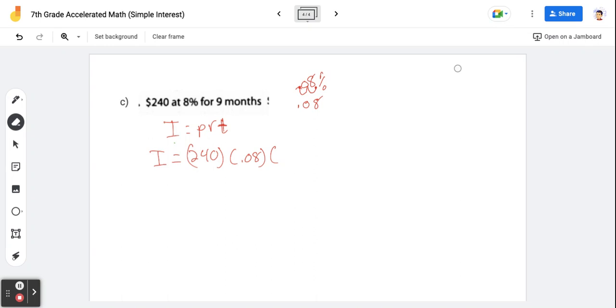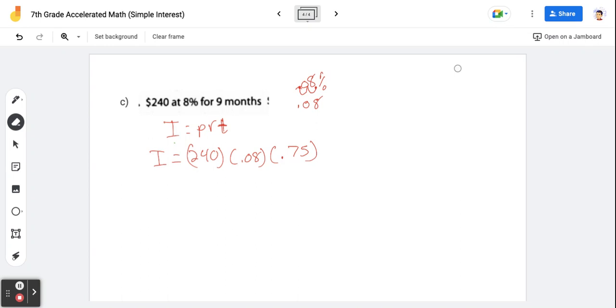Okay, so we have to think here. Time is always going to be in years here. So if time is in years, how many years is 9 months? Well, it's less than a year. So we have to do this. How many months are there in a year? Well, there's 12. So 9 out of 12, or 9 divided by 12, is 0.75 years, 3/4 of a year. So problems like that, when they include months, we're going to have to be careful.